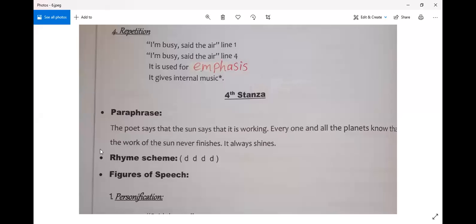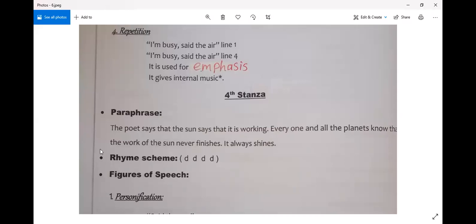So the sun is very important. Is that correct, Saif? It gives us heat and light. It always shines, and of course its work never finishes, okay? And of course, all of us and even the planets like Earth, like Mars and so on, we know how important the sun is, okay?